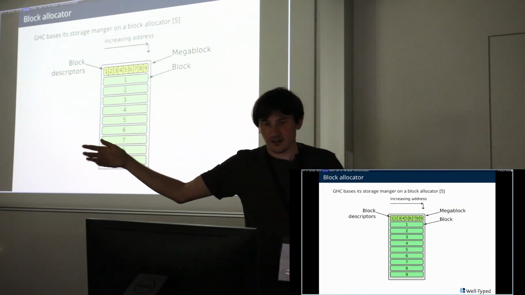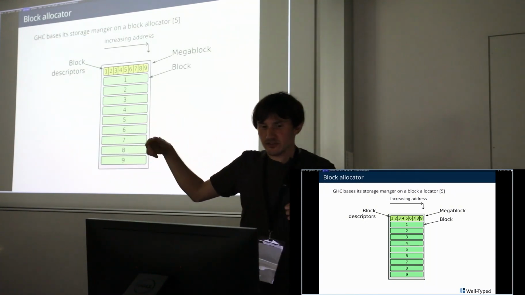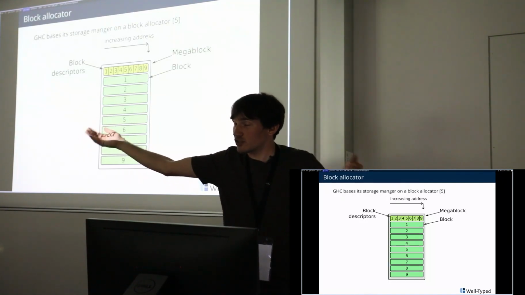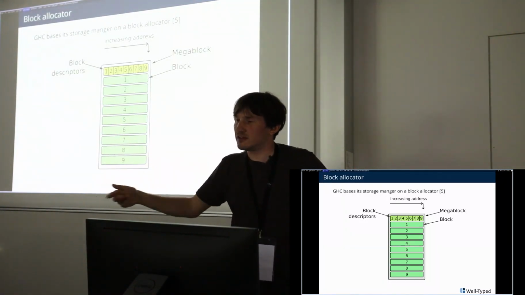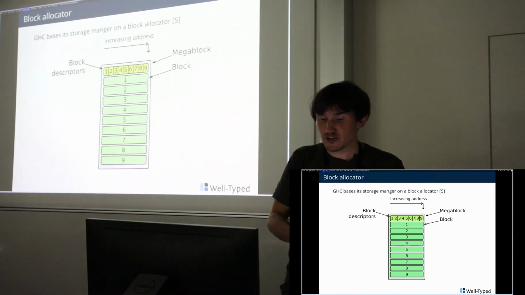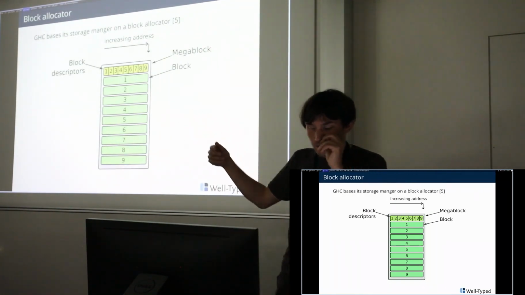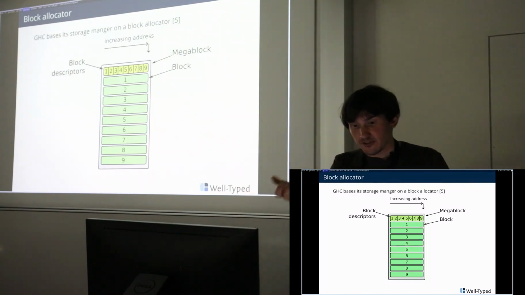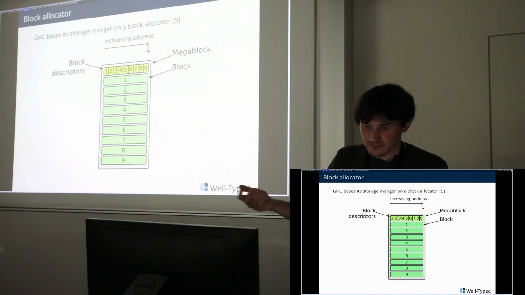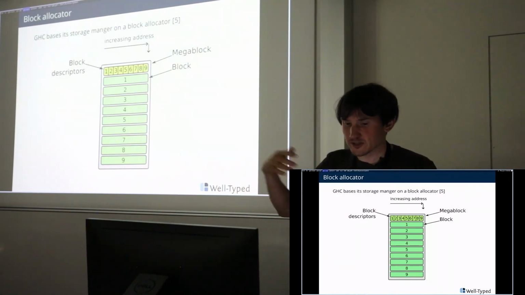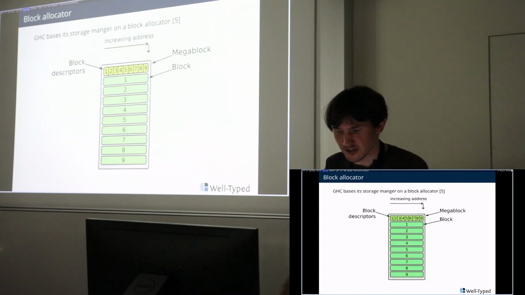Often on many platforms we'll do this, to reserve a large 1 terabyte block of address space, for instance, without actually committing any physical memory to that reservation, and then as necessary claim physical memory, actual memory, to back that reservation. So the mega block allocator is responsible for this management of mega blocks.